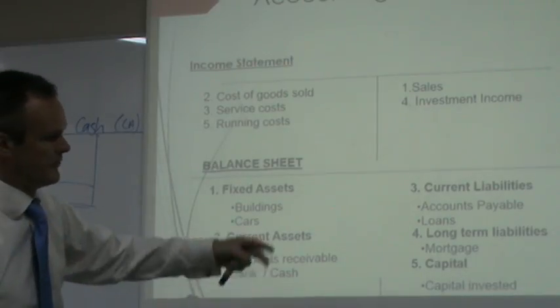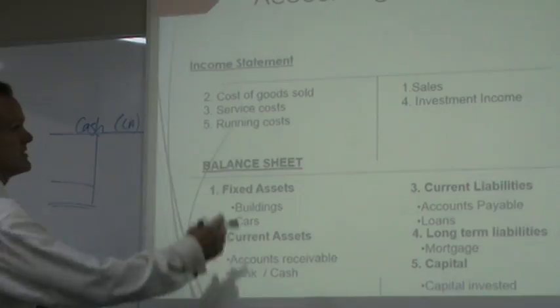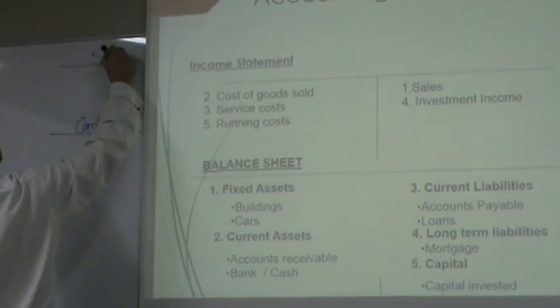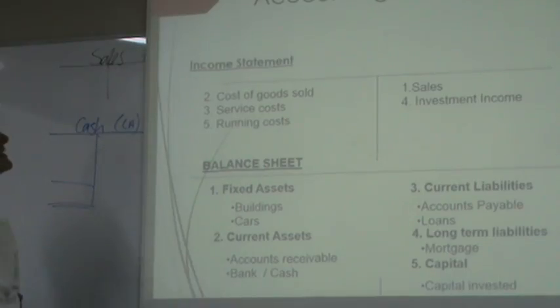Any account that falls under these categories, say in this case current assets, is going to increase on the debit side or the left-hand side. Conversely, if we have our current liability or our sales, for example, sales will always increase on the credit side or the right-hand side.